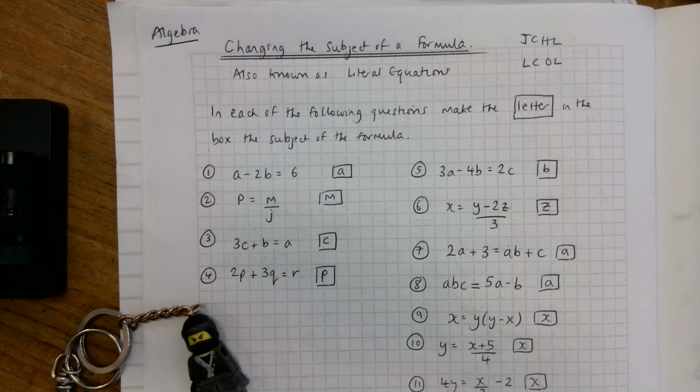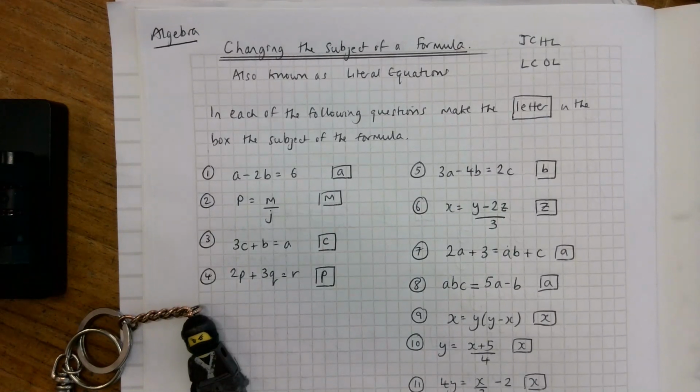And what's happening here is that we are given various formulas, or things that look like they might be formulas, so equations with letters in them, and we have to change these around so that the letter in the box is the subject of the formula. In other words, when you end up with your new formula, the letter in the box is by itself on one side. It's isolated on one side.